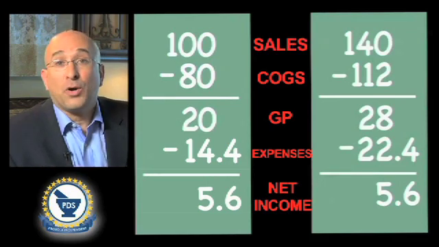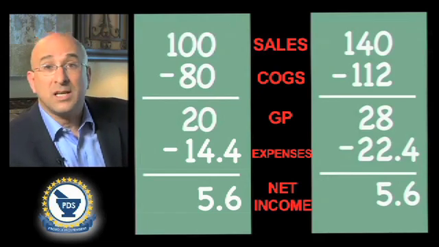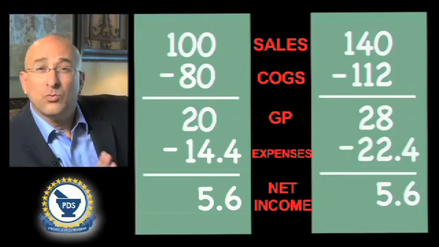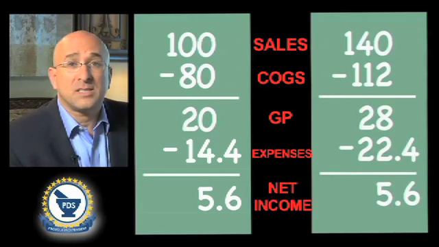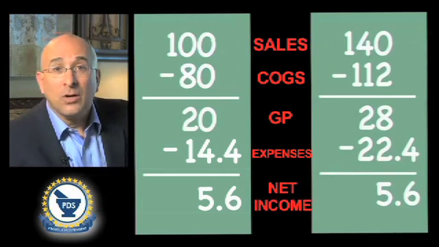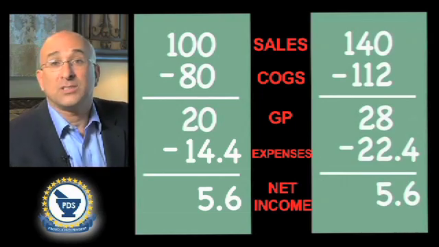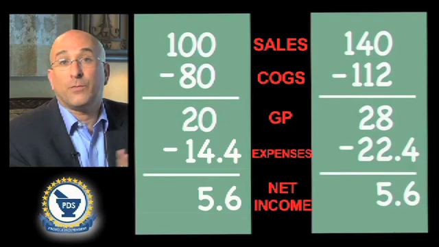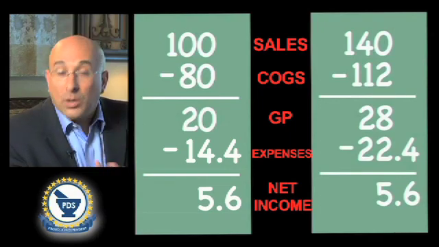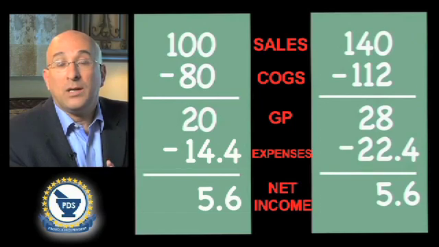And that's the best part about it: when we reduced expenses by 1.6, notice that entire amount went right to the bottom line. So there's a dollar for dollar benefit for doing that. So think about that. You want to put more money in your pocket right away?